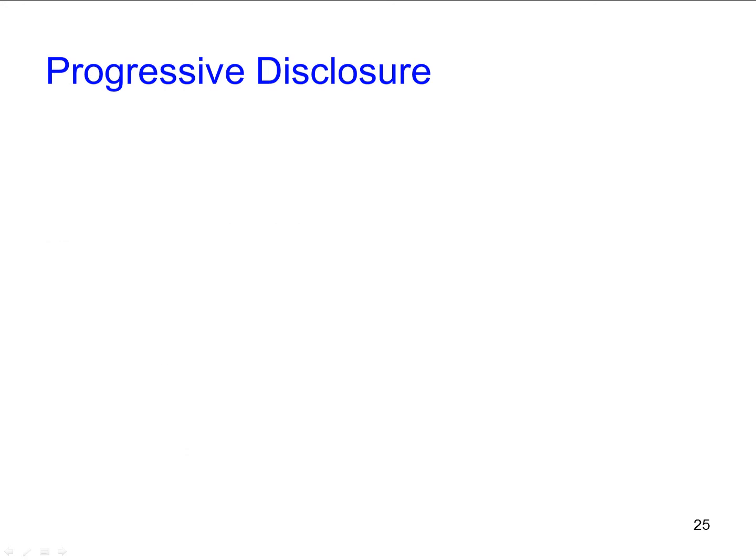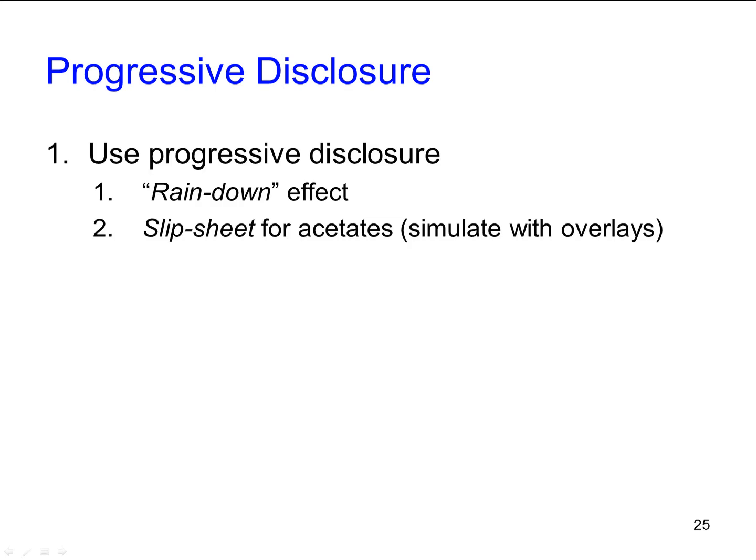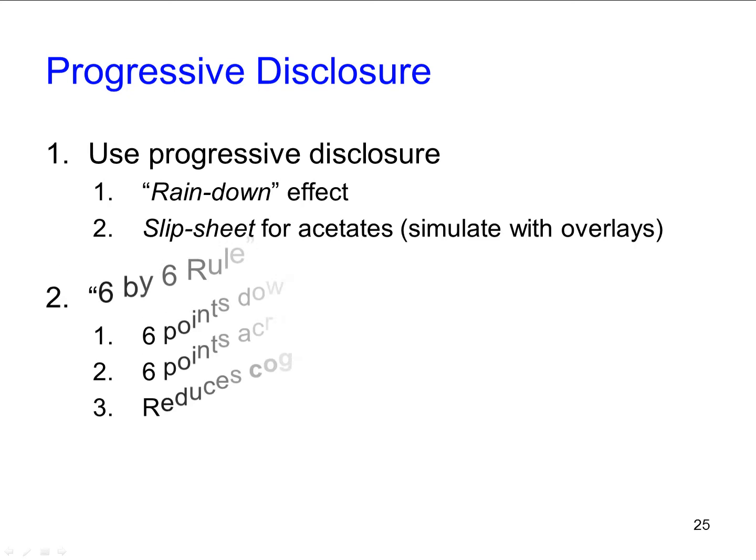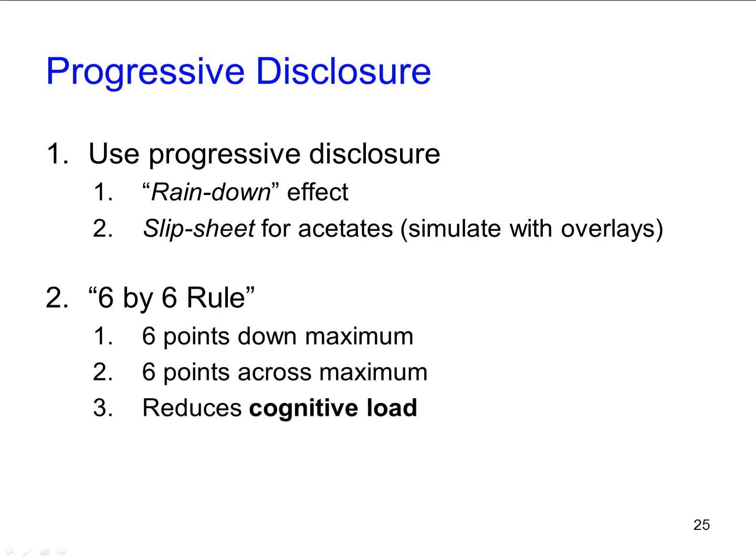If you hearken back to the days of acetate slides and overhead projectors, you may have seen presenters use an opaque slip sheet to successively reveal their talking points. The thinking here is that if you flash everything at once, tipping your hand as it were, people are inclined to write everything down and stop listening to you. This is variously called the rain-down effect or progressive disclosure.